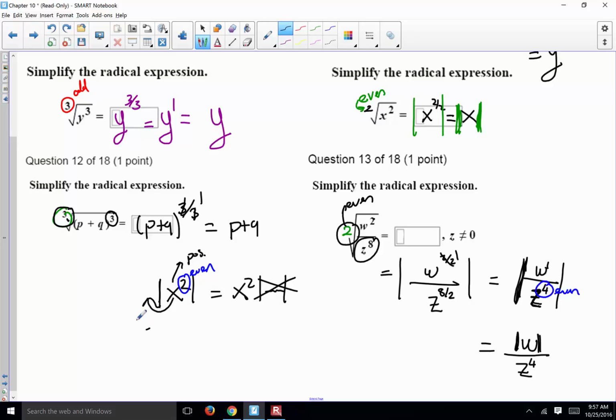So you're learning a lot of stuff here. Maybe most of this stuff is new to you. Did you know that even index powers can come out of absolute value? Maybe not. Because they are always positive, they don't need an absolute value.